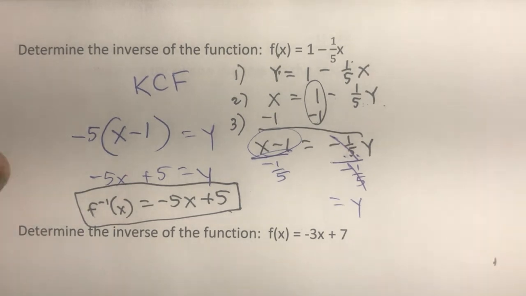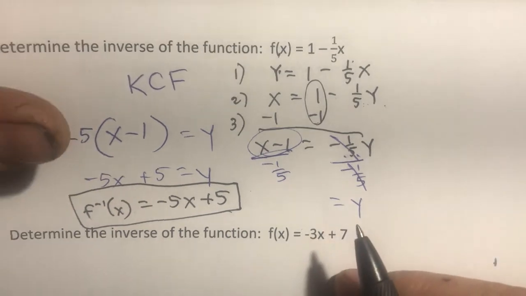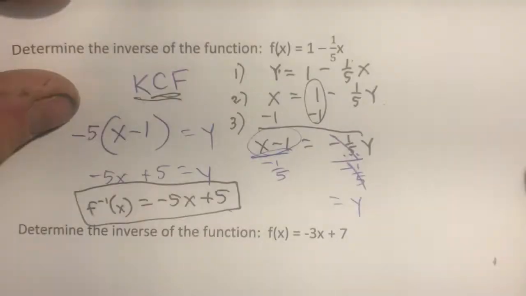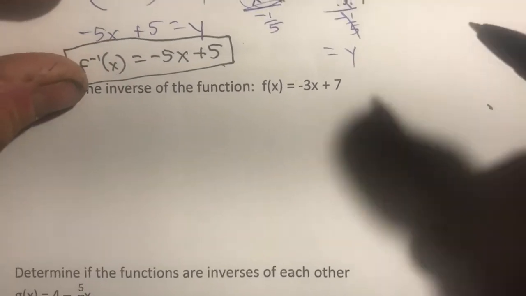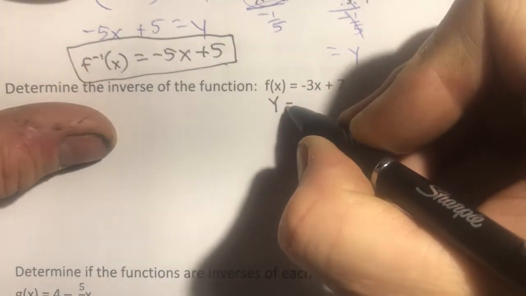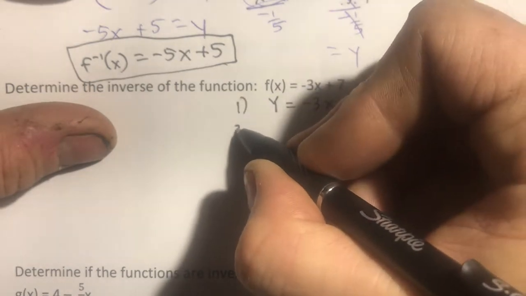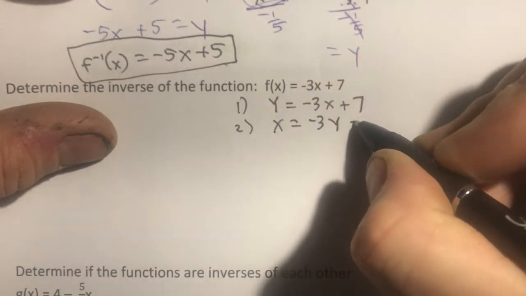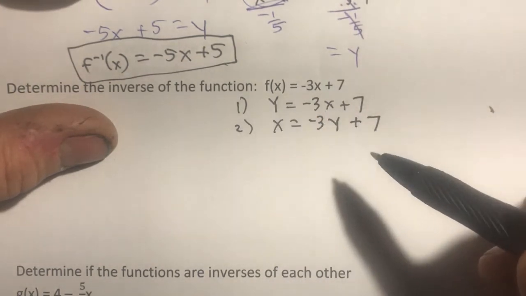Here's another one. Let's do another one, okay? What's the inverse here? Now this one's not as hard because the fraction in the last one made us do that little keep, change, flip thing. That made it a little bit harder, but this one here is a little easier. Okay, I change this to y. Then that's step 1. Then I swap x with y. So I swapped x to y and y to x.